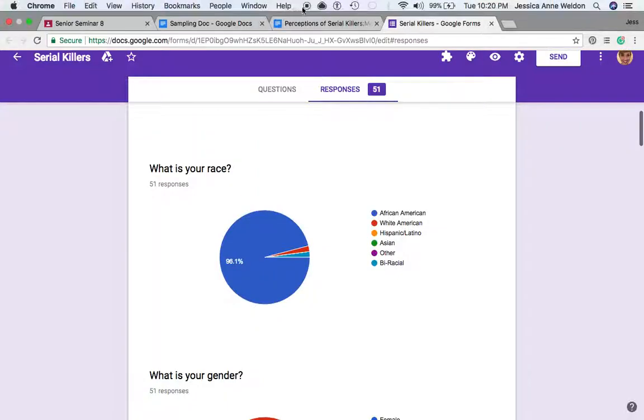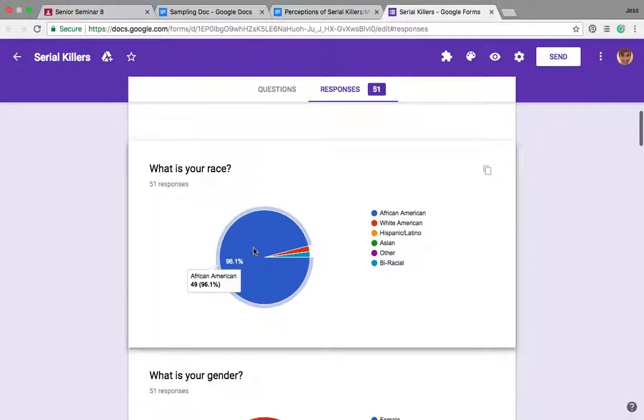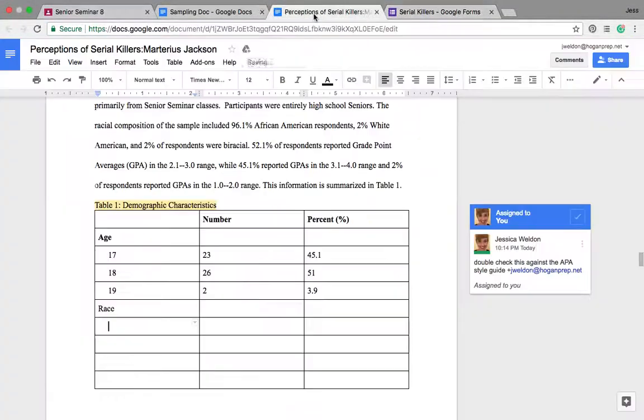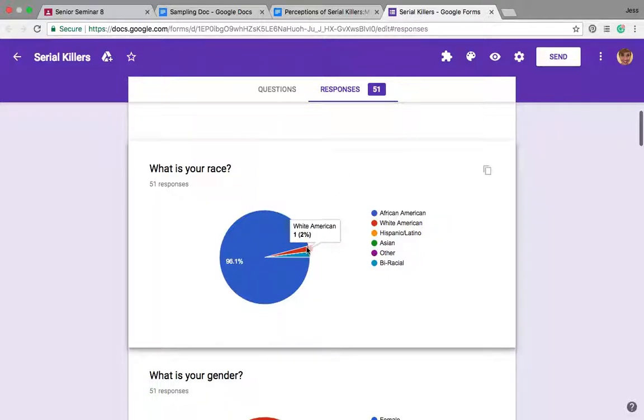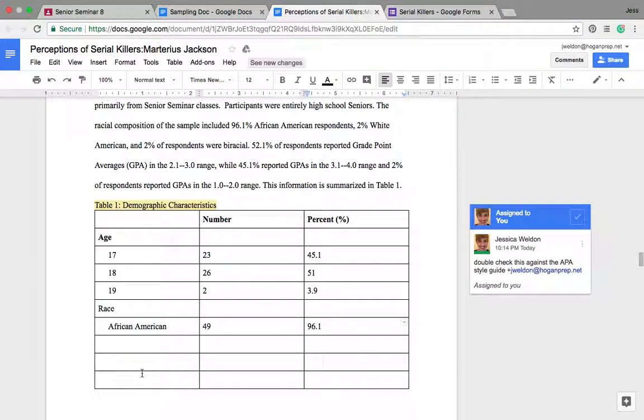African American is 49 respondents at 96.1%. So this is African American, 49 respondents and 96.1. I don't have to type percent because it's already in there. Alright. Next is white. That's one person, one respondent, and 2%.